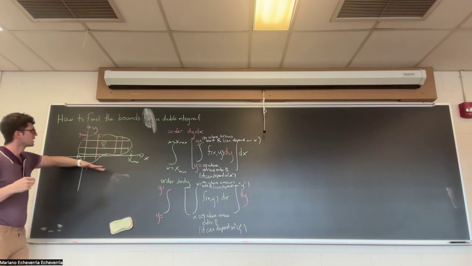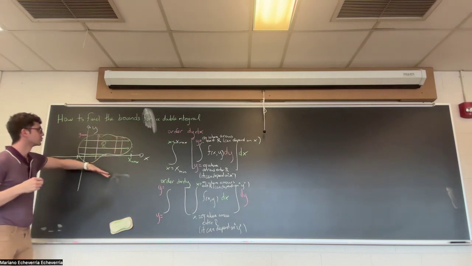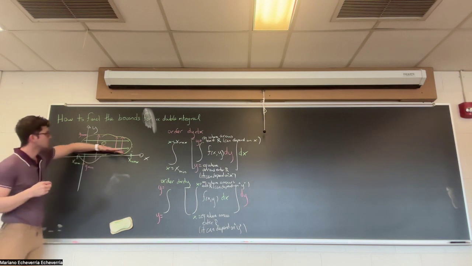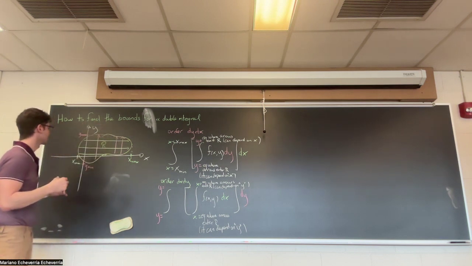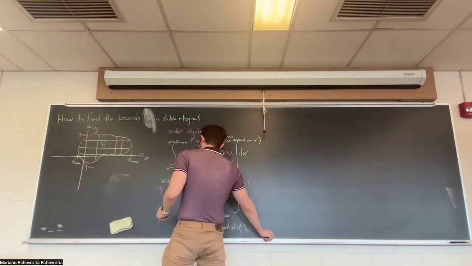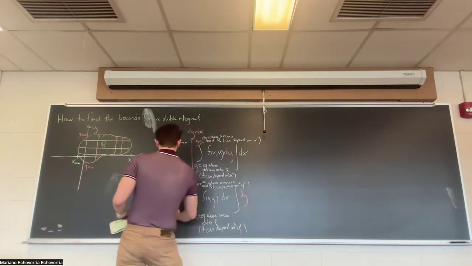So you think about the arrows as something that's sweeping out the region. You can start them at the minimum value and then increase them until you hit the top value. And so that's why these bounds go from y min to y max.